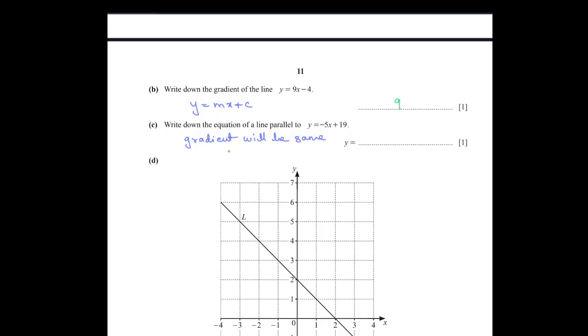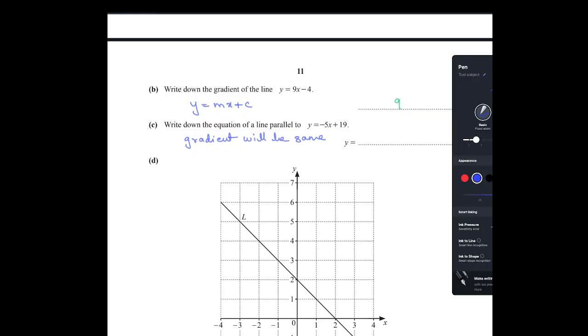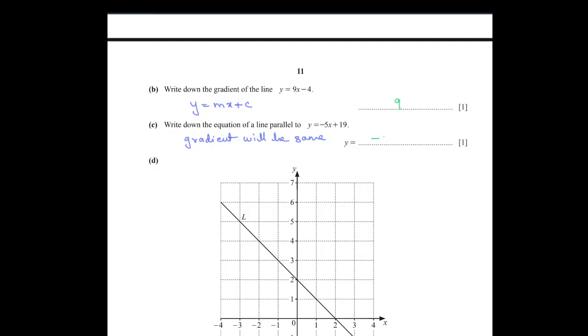So y is equal to minus 5x. You have to write minus 5x the same, but in the place of c you write something like k, where k is an integer and it is not equal to 19. It should not be equal to 19. So just write any number which is not equal to 19. So write down plus 12.